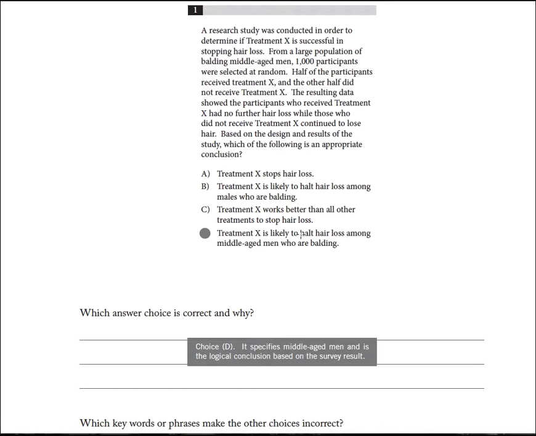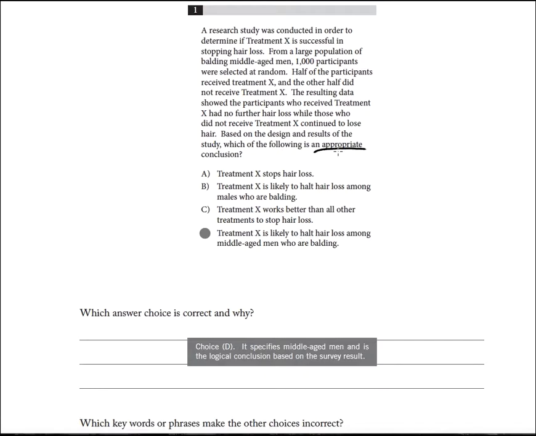So could someone read this one out loud for me? Jason, thank you. A research survey was conducted in order to determine if treatment X is successful in stopping hair loss. From a large population of balding middle-aged men, 1,000 participants were selected at random. Okay, good, they were at random. Half of the participants received treatment X, and the other half did not receive treatment X. The resulting data showed the participants who received treatment X had no further hair loss, while those who did not receive treatment X continued to lose their hair. Based on the design and results of the study, which of the following is an appropriate conclusion?